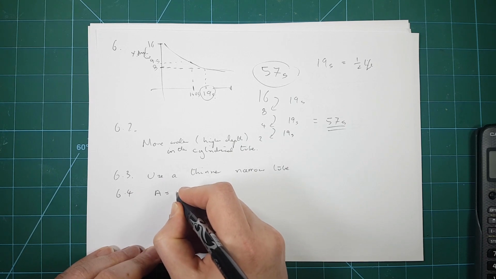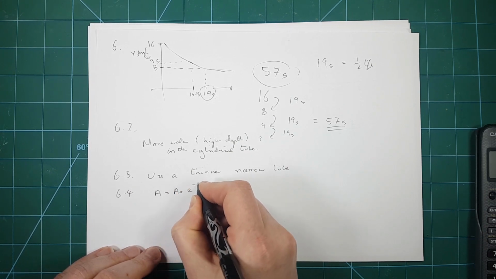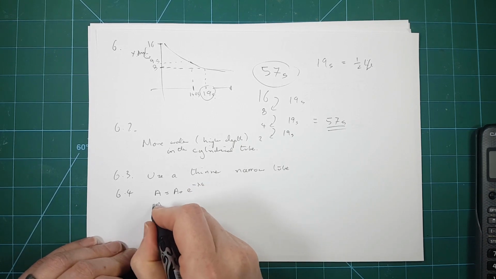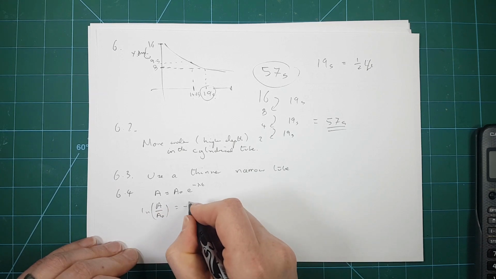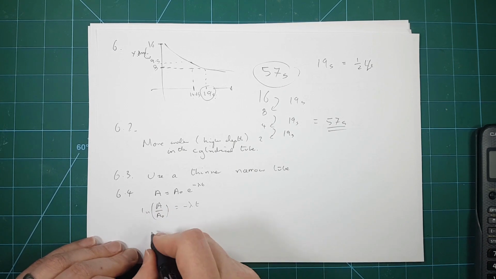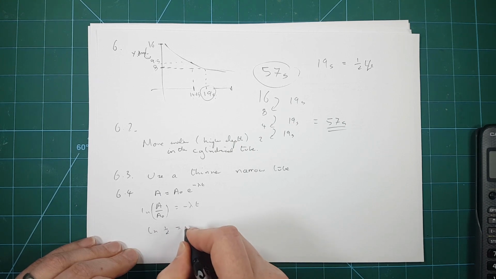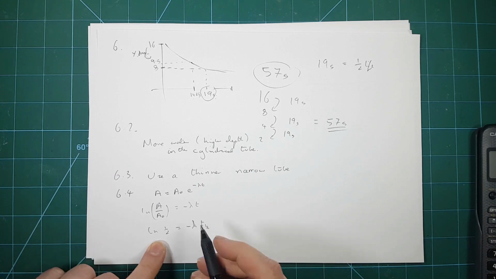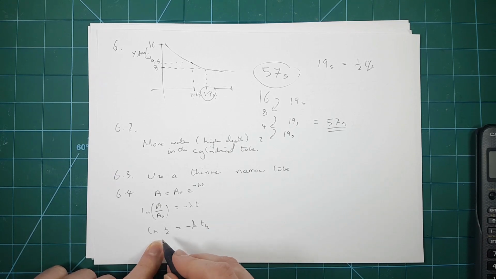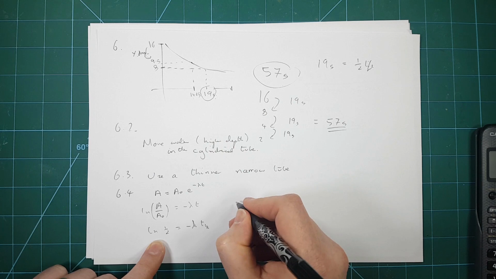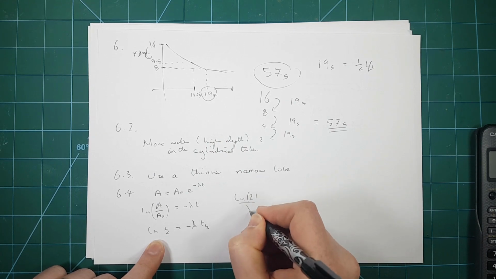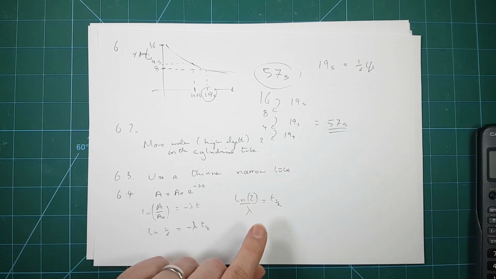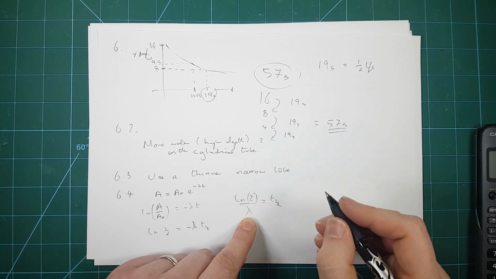Well, A is equal to A naught e to the minus lambda t. So A over A naught, take a log of that, is equal to minus lambda t. If this is a half, then we've got ln of a half is equal to minus lambda t half. And so that's minus log of 2, that cancels with that there. So we get ln of 2 over lambda is equal to t half. Now I can't remember if that's actually on the formula sheet. It might be written on the formula sheet like that.